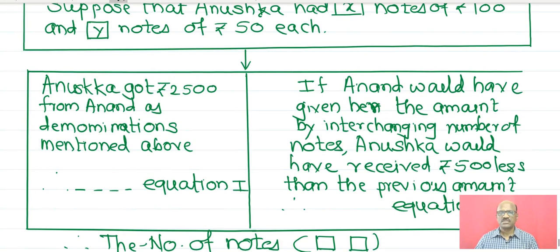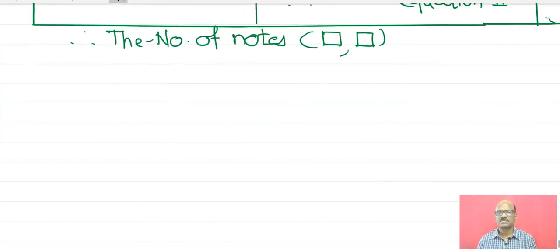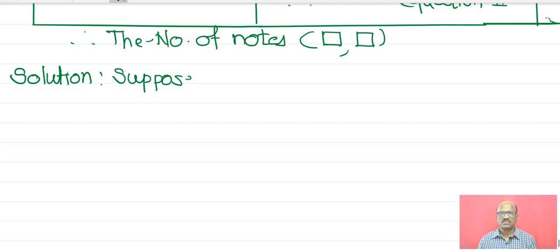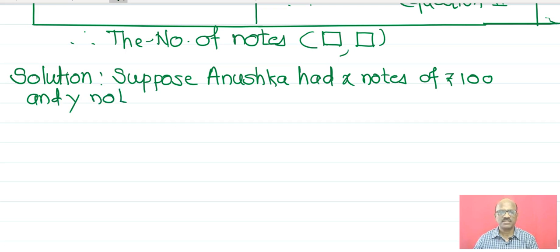Now we will construct the equations. The table is now complete. Next, solution. Suppose it is already given Anushka had x notes of ₹100 and y notes of ₹50.